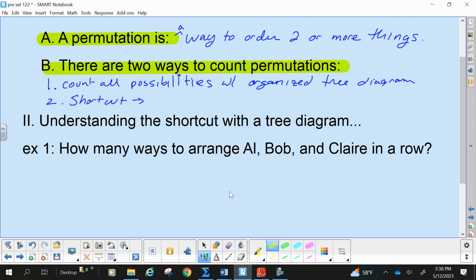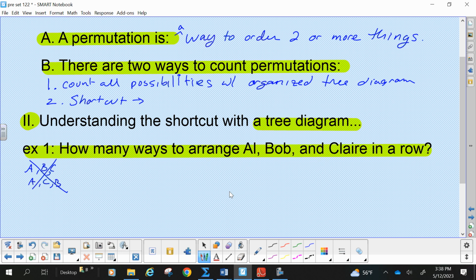Don't worry about that second part of your notes. Let's go to understanding where the shortcut comes from, but first with the tree diagram. Now, I'm going to sit Al, Bob, and Claire, A, B, and C for short, in a row. Now, I could start just making a list. A, B, C, A, C, B. But almost inevitably, especially when you're dealing with big sets, things get forgotten. And so you have to have an organized way of knowing what have you done, what haven't you done. That's what a tree diagram is for.